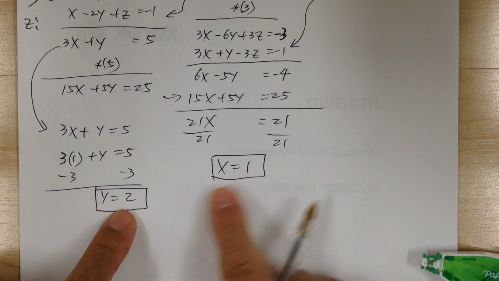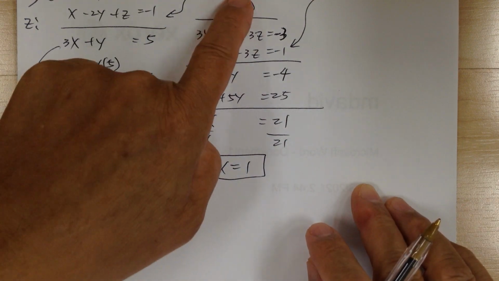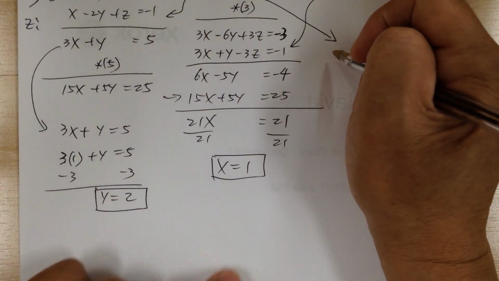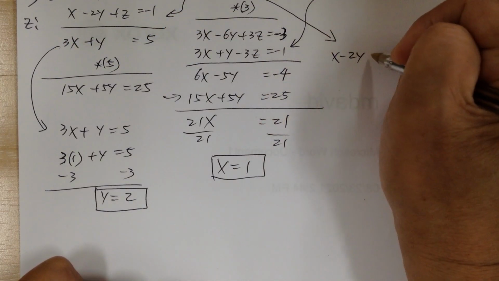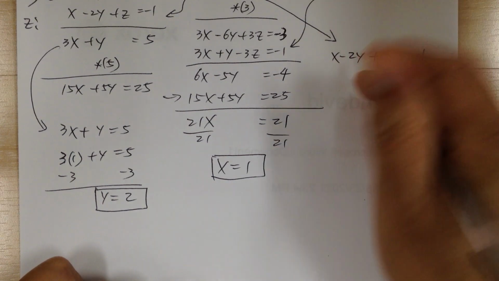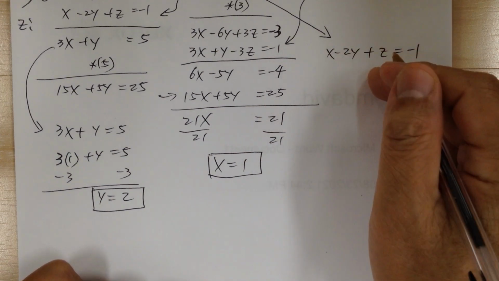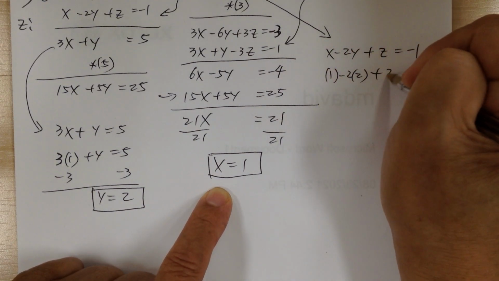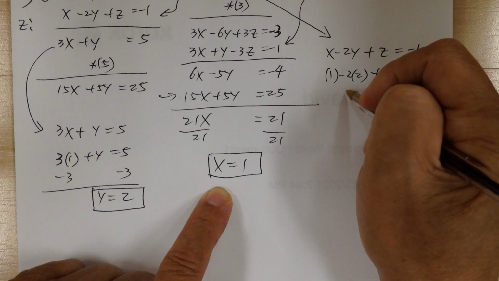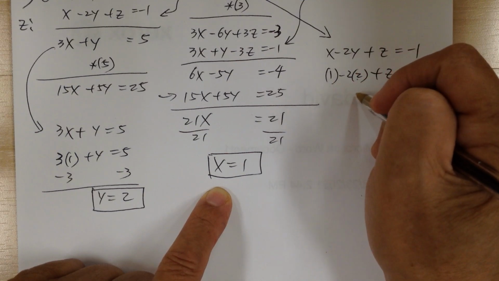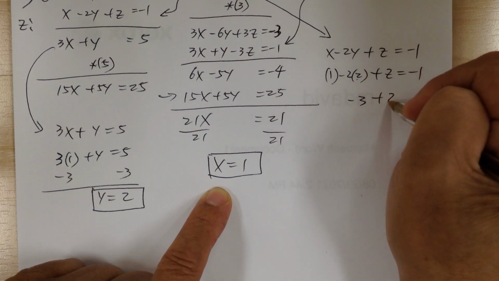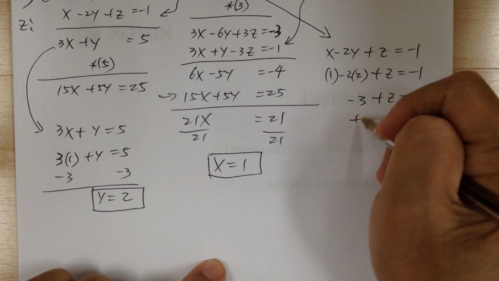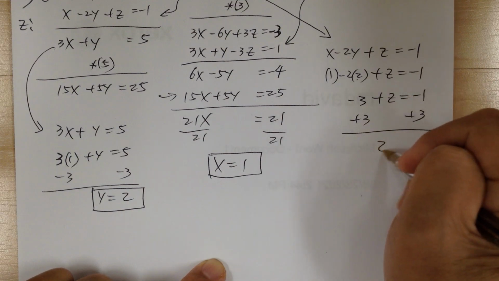So now once I get x and y, I need to look for z. Okay, and obviously this should be the easiest equation because that has a z by itself, right? So you got x minus 2y plus z equal to negative 1. Again, I'll write it again so it's easier to follow what I'm doing. So substitute. Okay, so you got 1 minus 4 would be negative 3. Okay, and then after that, I'm going to plus 3. So I got z equal to 2.